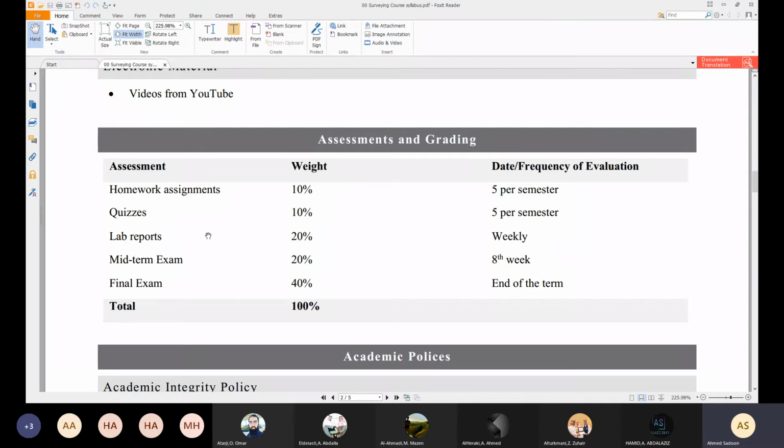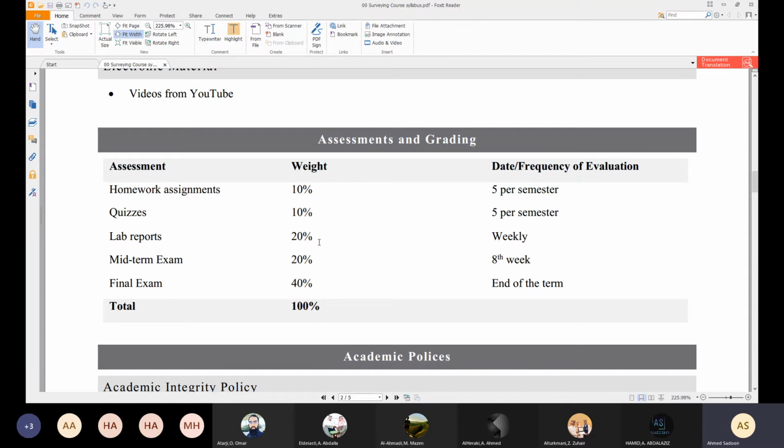Also, quizzes are going to represent 10%. We are going to have about 5 quizzes per semester. We are going to have lab reports. Upon the completion of the lab, you are expected to submit a lab report that's going to represent 20%. So make sure that you submit each and every lab report.